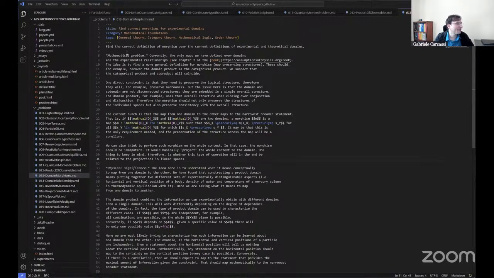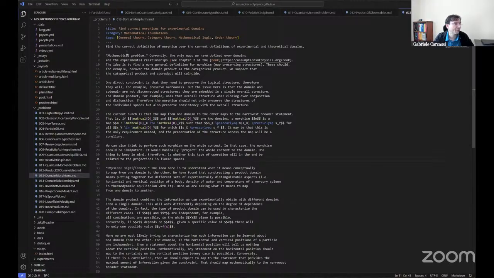The physical significance: the idea here is to understand what it means conceptually to map from one domain to the other. We found that constructing a product domain means putting together two different sets of experimentally distinguishable aspects. For example, horizontal and vertical position of a body, density of water and temperature of a mercury column in thermodynamic equilibrium with it. Here we're asking what it means to map from one domain to the other. The domain product combines the information we can experimentally obtain with different domains into a single domain.